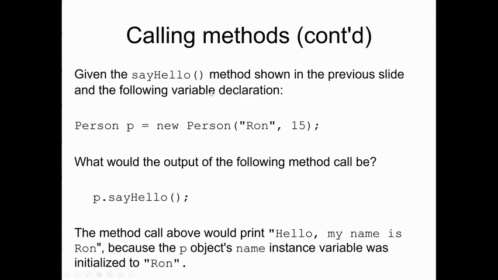Given the say hello method shown in the previous slide and the following variable declaration, Person p equals new Person("Ron", 15), what would the output of the following method call be? p.sayHello(). Well, it would be hello, my name is Ron, because P, this person object, its name instance variable was initialized to Ron.